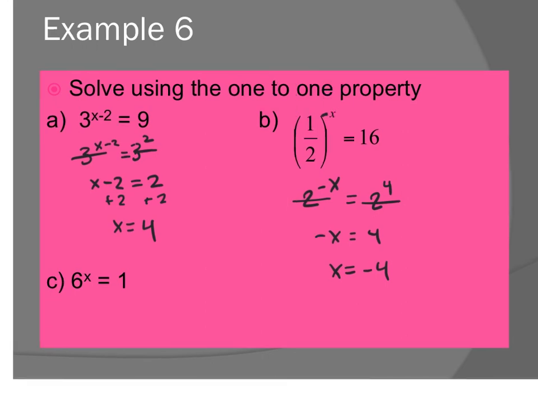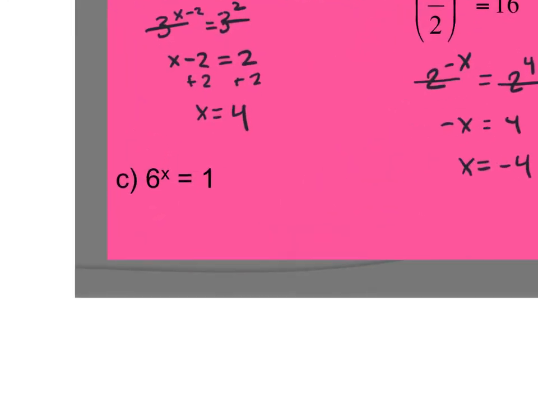Alright, last one. Here, we can't get this to have the same base, because we can't get 1 to have the base of 6. But what can x be to give us 1? 0. So x is equal to 0.